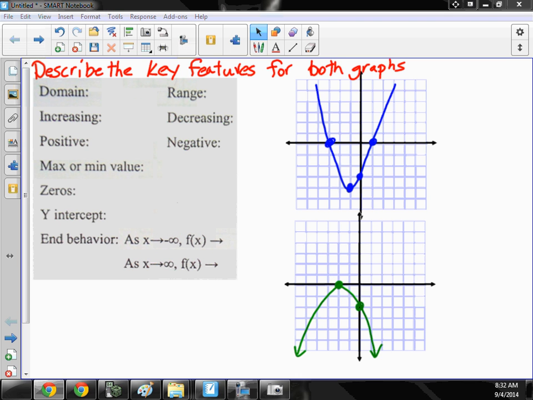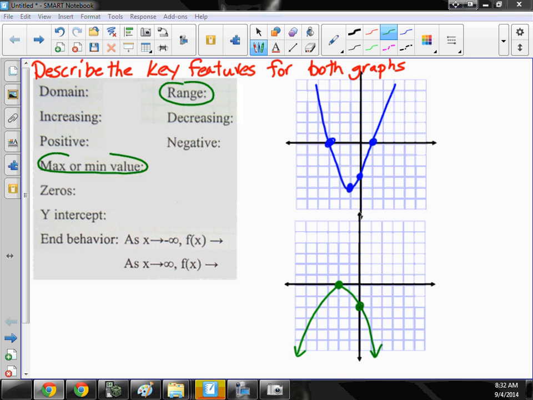Okay, we're going to describe the key features of these two graphs, and it'll help you finish up that assignment. So I want to remind you that most of everything on here is looking at x values. Okay, the range is a y value. The max or min is a y value. The y-intercept is a y value. But everything else is an x value.